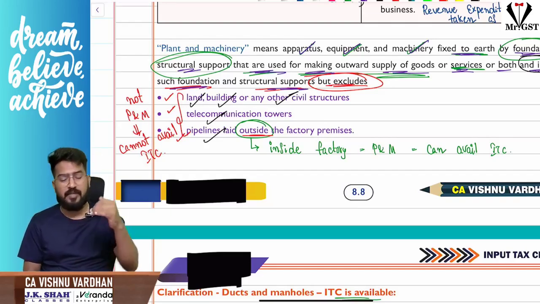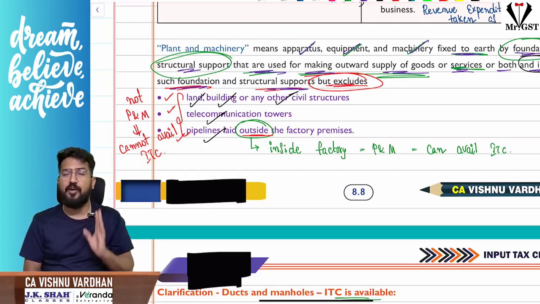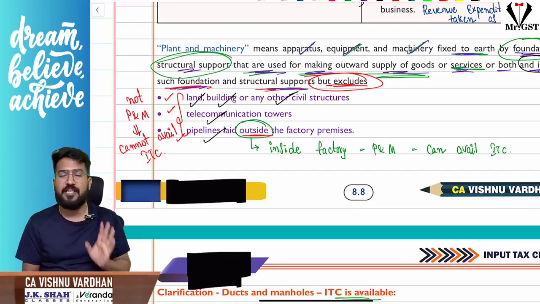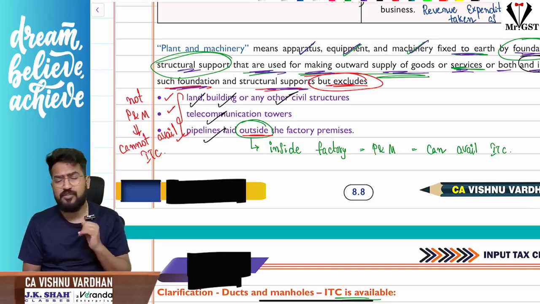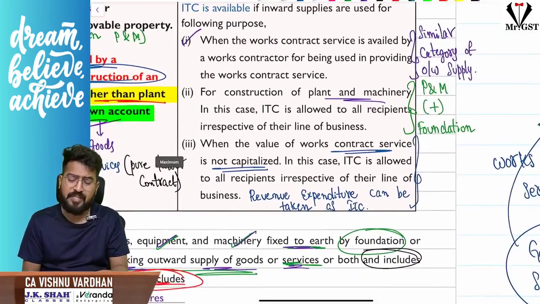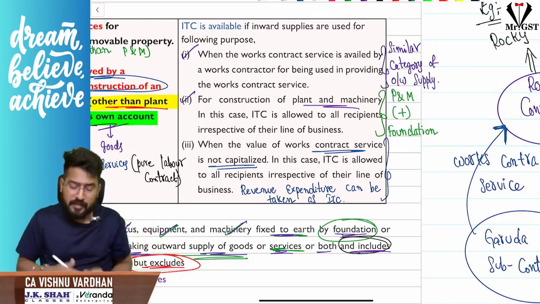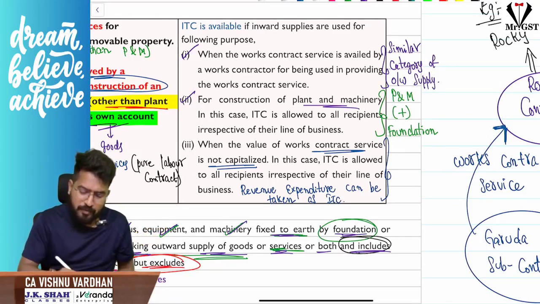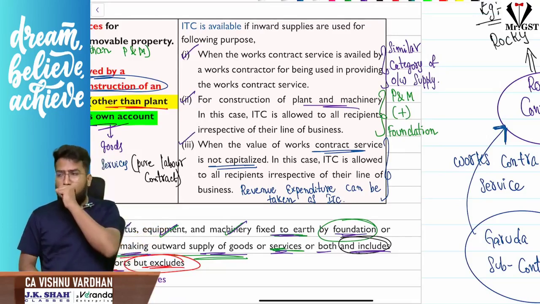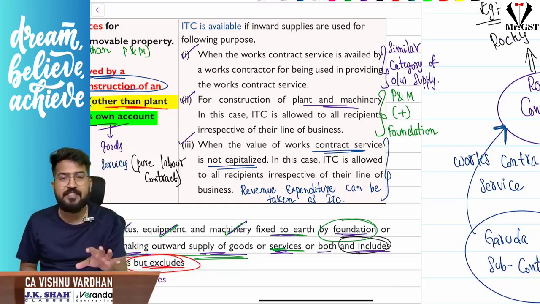Any other thing, any machinery, equipment, etc., which is installed or used in the factory for making outward supply, for that construction, if you are taking works contract services or buying some goods and services, you can happily take ITC. Not only for plant and machinery, but also its foundation. If you are buying something, then you can take ITC, no doubt about that. And the last exception is, if at all you are buying these things and that expenditure is not capitalized, then also you can take ITC.